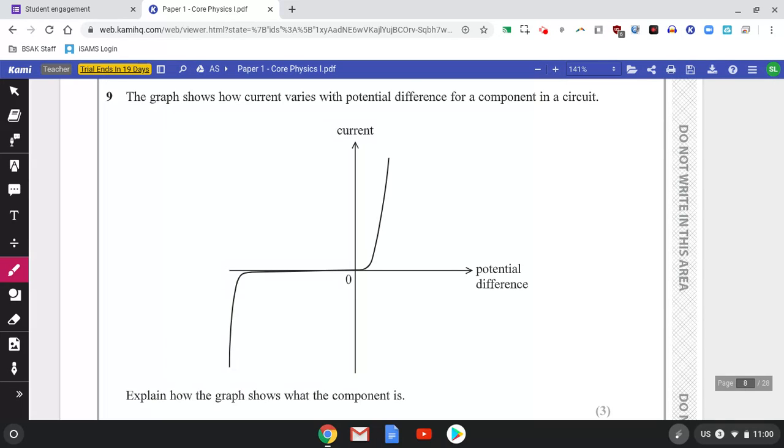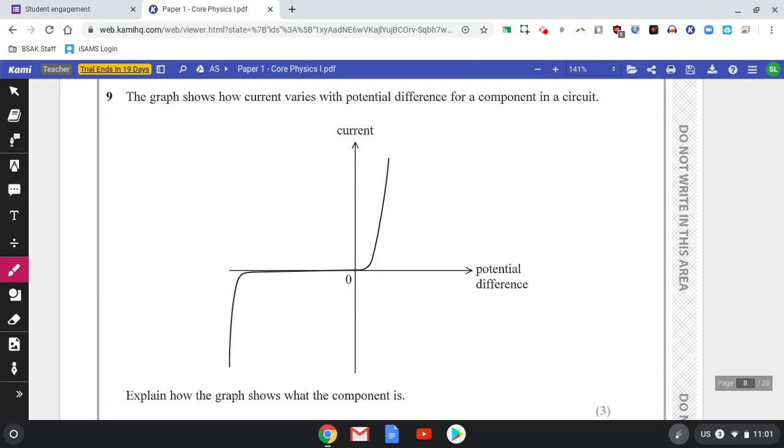Okay, so explanation. If we have a look at the mark scheme, okay, fairly straightforward. I think you get 1 mark for saying it's a diode, a second mark for saying it conducts electricity, or conducts current rather, in one direction only. We can see that because if we have a positive potential difference, we get a conduction of current. If we have a negative potential difference, we have almost zero current up to this point. Okay, so I think that's what gives you your 2 marks.